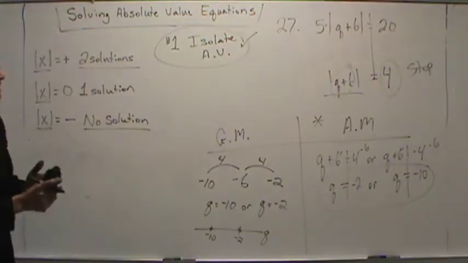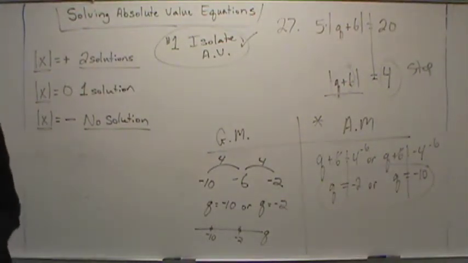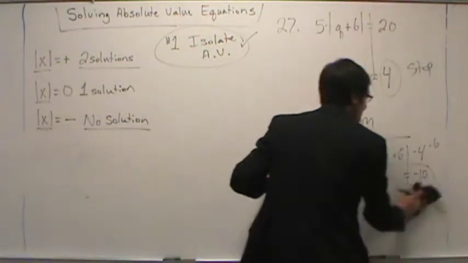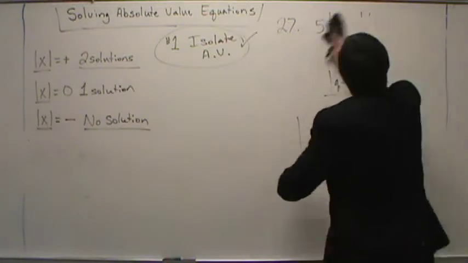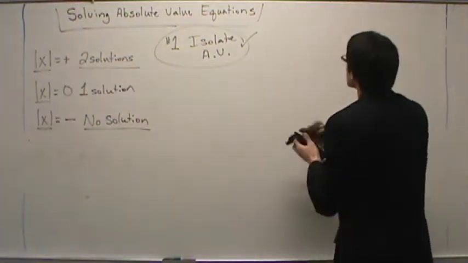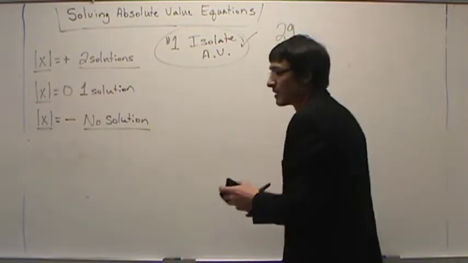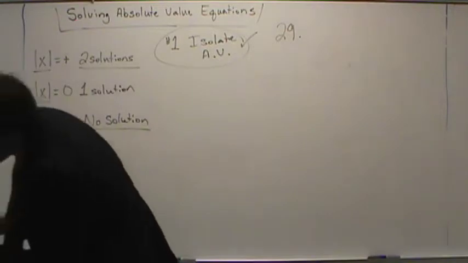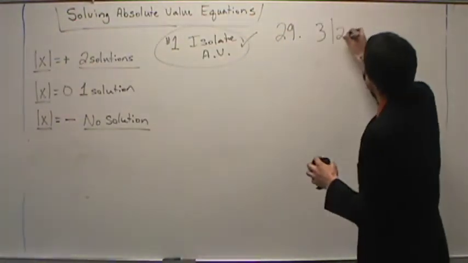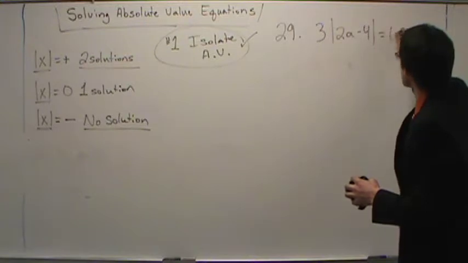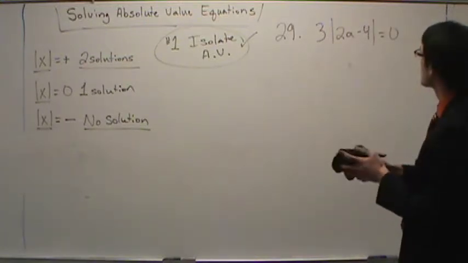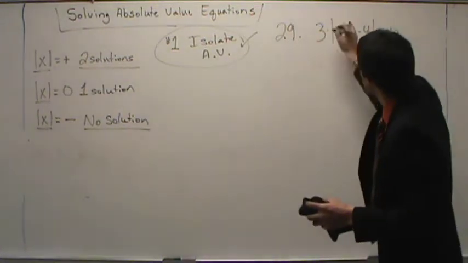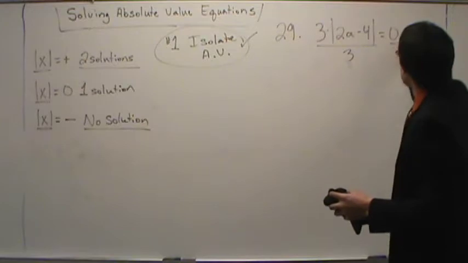Okay, lastly, number 29 says 3 times the absolute value of 2a minus 4 is equal to 0. All right, so we start with isolating. Notice 3 is being multiplied, so what are we going to do? Divide by 3, divide by 3.